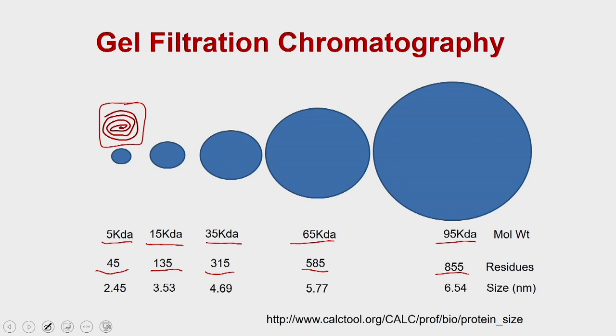Now based on this number of residues I have also calculated the size, or radius of gyration, of these proteins. The 5 kilodalton protein has a radius of gyration of 2.545 nanometer, whereas the 15 kilodalton is 3.53 and then 4.69. So as you increase the size of the protein, its radius of gyration increases, which means, as you go from a smaller protein to a larger protein, and this is applicable only for globular proteins, the diameter of that particular ball is increasing.